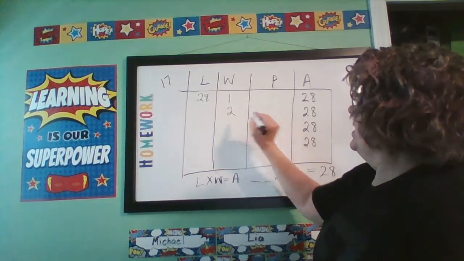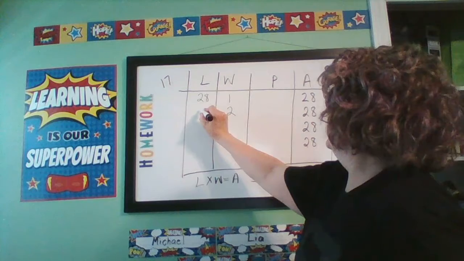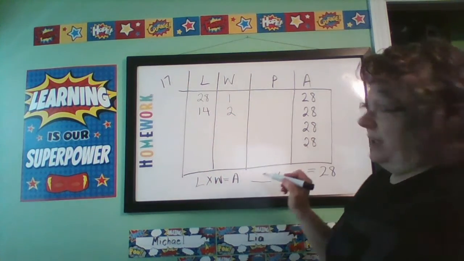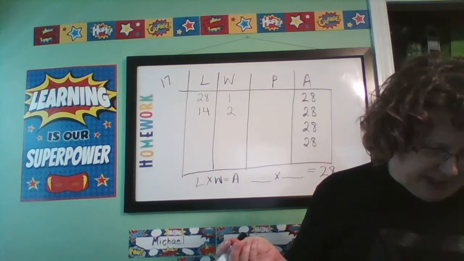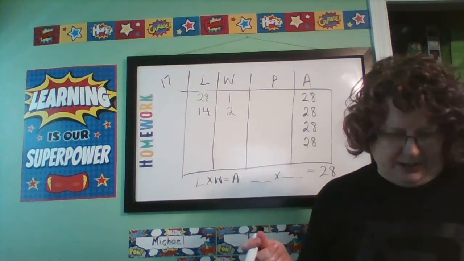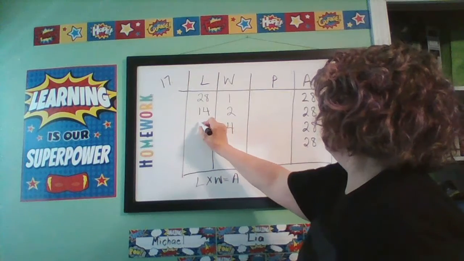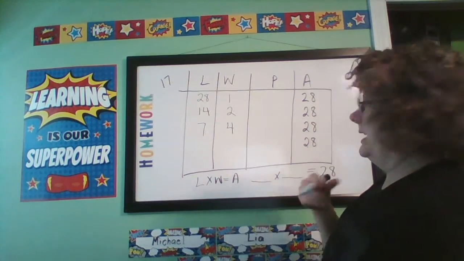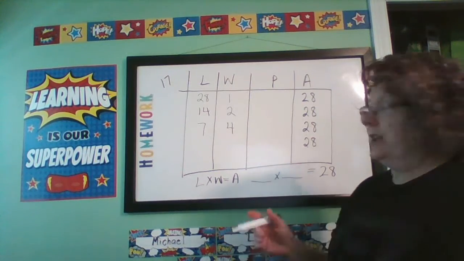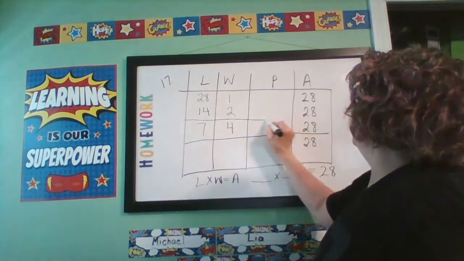Then I would go to 2. I know it's an even number, so I know it's divisible by 2. So 2 times 14 would give me 28. Then I would think, can I do 3 times anything? Well, no, because 3 times 9 is 27, so I can't do 3 times anything. Then I would say 4. Okay, so 4 times 7 is 28. I can't do 5 times anything. That would be 30. 5 times 6 is 30. 6 times 5 is 30. So there are only 3 possibilities for the length and the width.